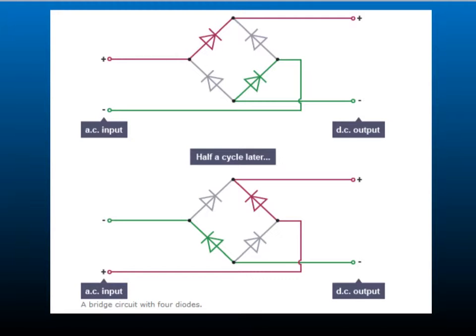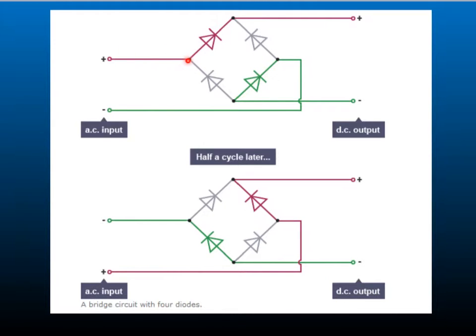As the input is AC, the inputs switch between positive and negative values. In the first diagram, the top input is positive. So the current's flowing from positive to negative. So if we trace out the path it takes, it goes through here, up through this diode, which is okay, so it's going to let it through, out into whatever device we're feeding the current to. Then it comes back round to complete the circuit. It's allowed to go through this diode and then back around.